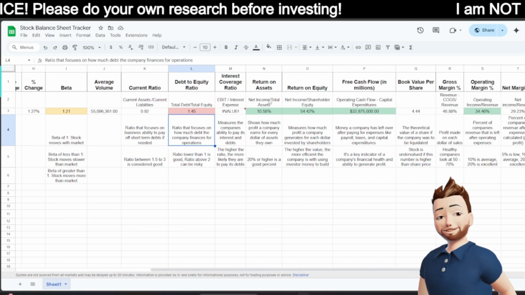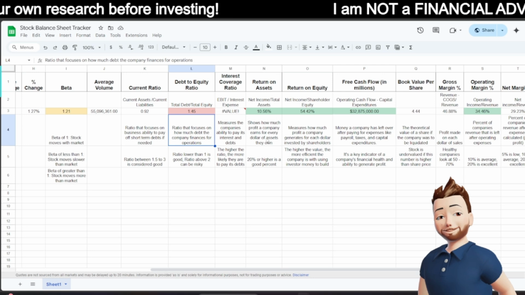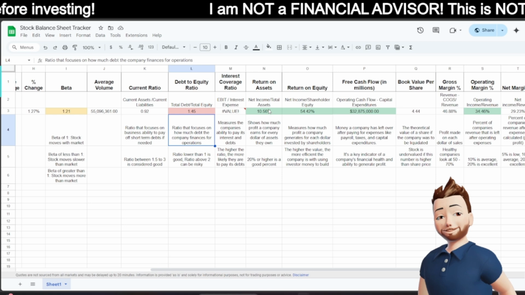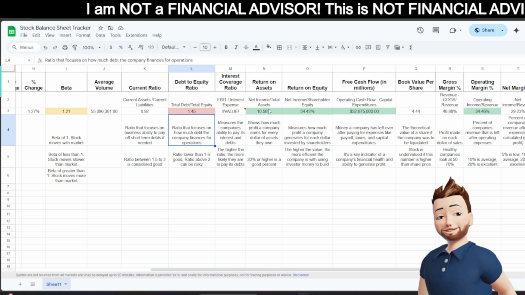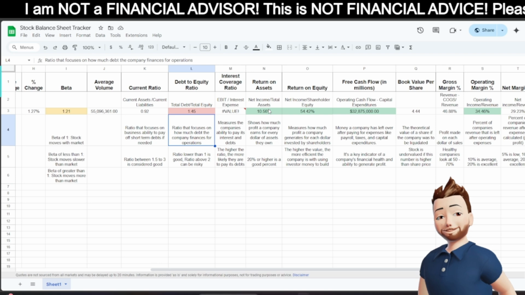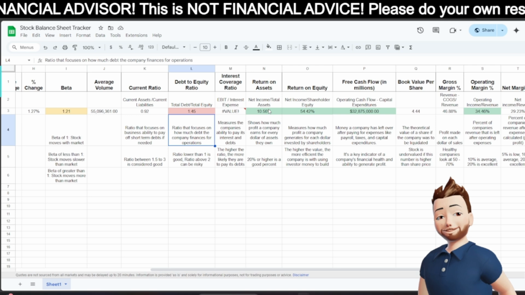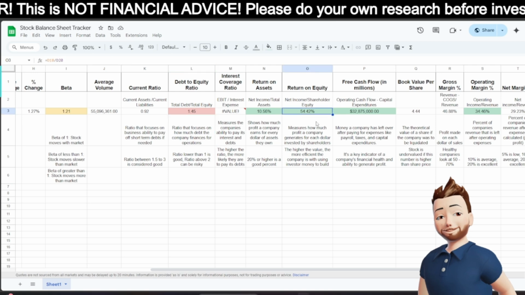You also have return on assets. Your return on assets shows how much profit a company earns for every dollar of assets they own. 20% or higher is a good one. They're right now sitting at about 10.5%, which again isn't bad. It's in the green. I marked 10% or higher as pretty good, but 20% is really good. So you can look at 10% return on assets as pretty good.